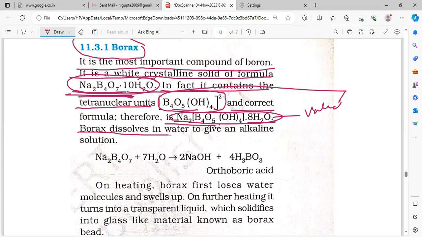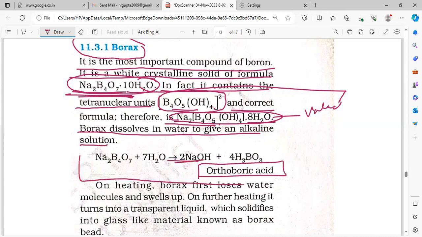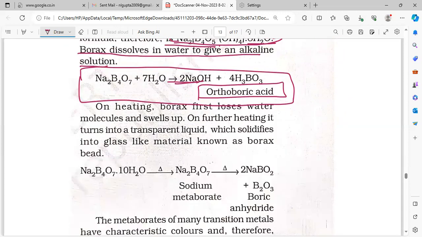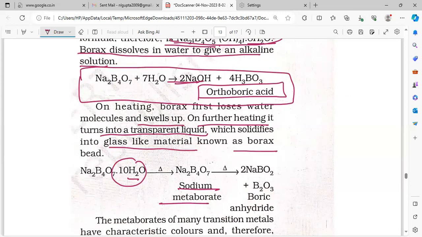Next, borax dissolved in water gives an alkaline solution. Here it gives orthoboric acid, so the solution becomes basic. Next point: on heating, borax first loses water molecules, the water of crystallization. Then the molecule swells up, this is the sodium metaborate swelling up. On further heating, it turns into a transparent liquid, which solidifies into a glass-like material known as borax bead.